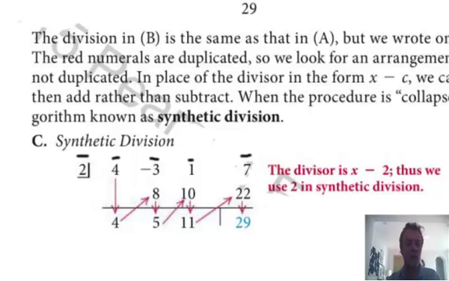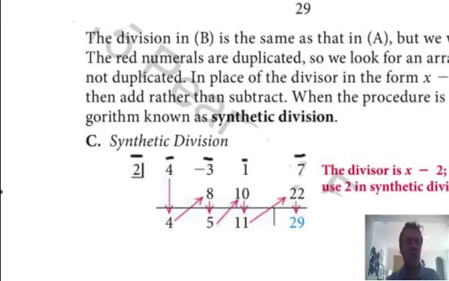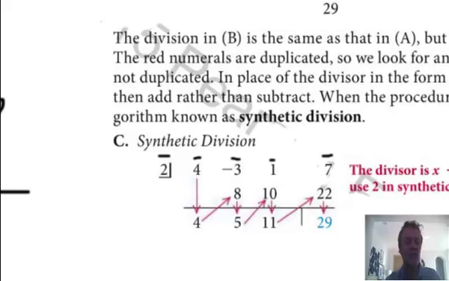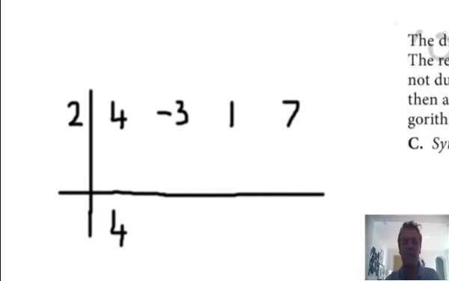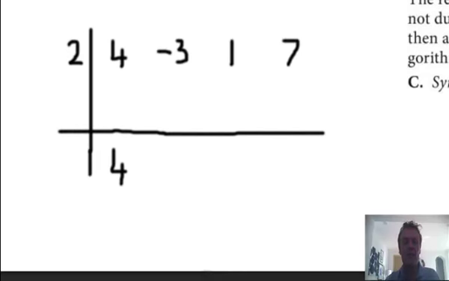Now, I'll show you how to do this. A bit clearer than what I've got there. So, there's the setup. Again, I've used the coefficients. Right, so remember, here are the coefficients. I'm going to use the 2 because I'm dividing by x minus 2. And here's how you do it. So watch this carefully. What is 2 times 4? It's 8.